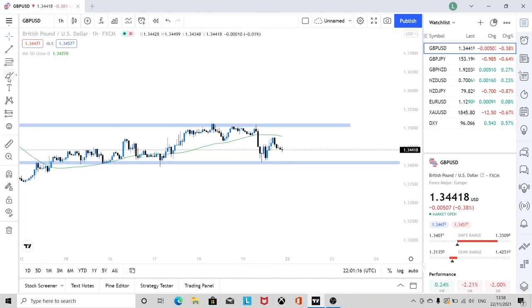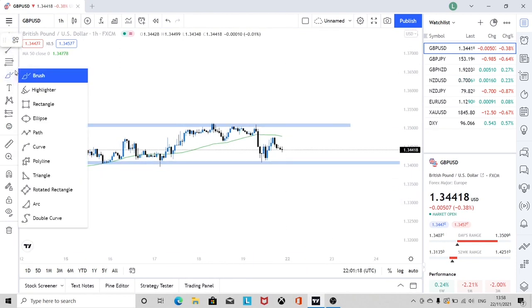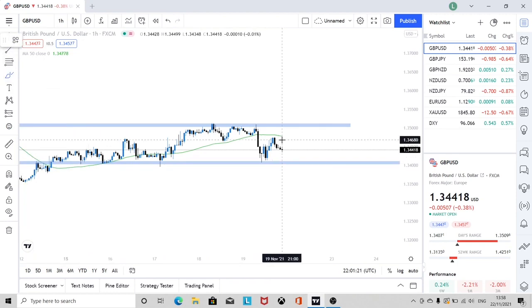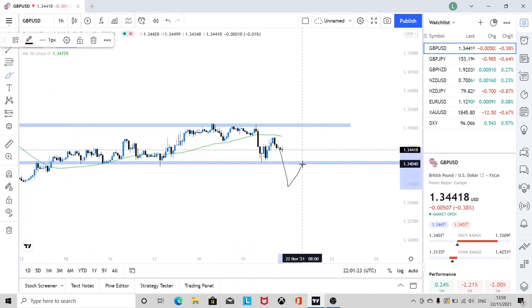Ideally, I'm looking for somewhere to break this zone, either to the downside, come up and retest, and then continue going downwards, or I'm looking to take it to the upside. Either way, we shall see.